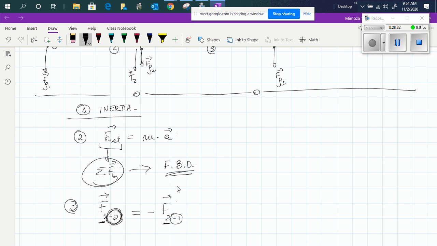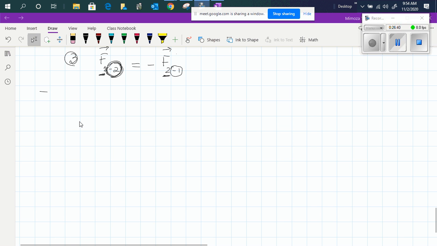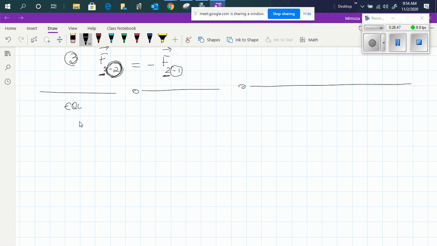They do not cancel out because they are acting on two different objects. Now, the typical questions that we have in dynamics are the ones known as the equilibrium questions.